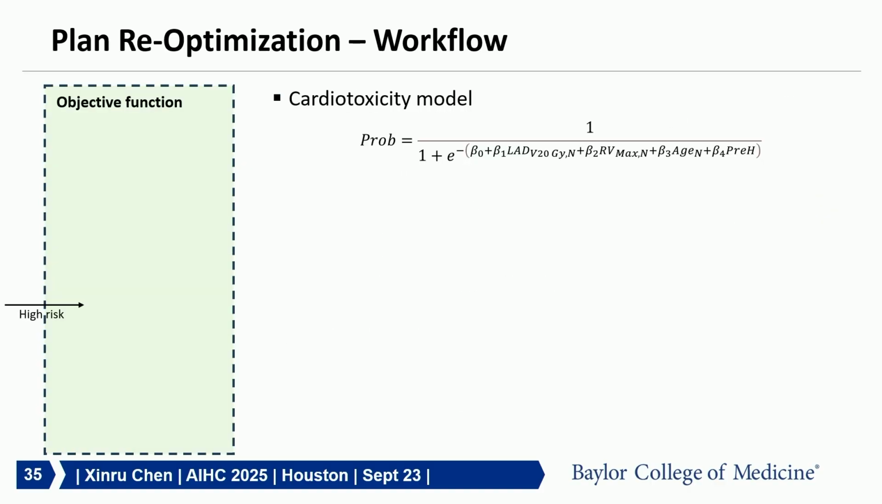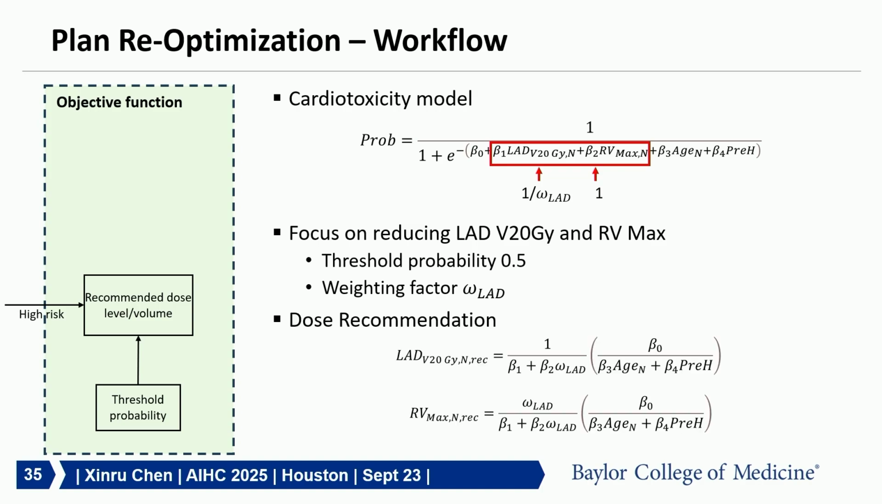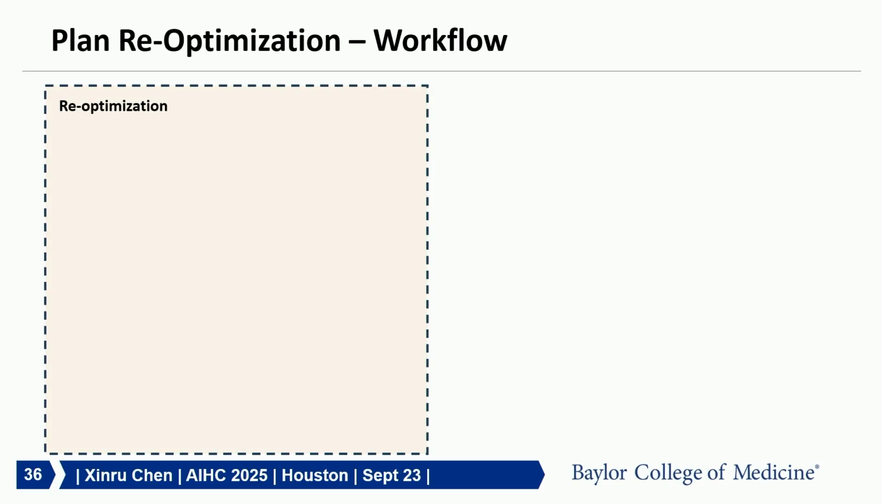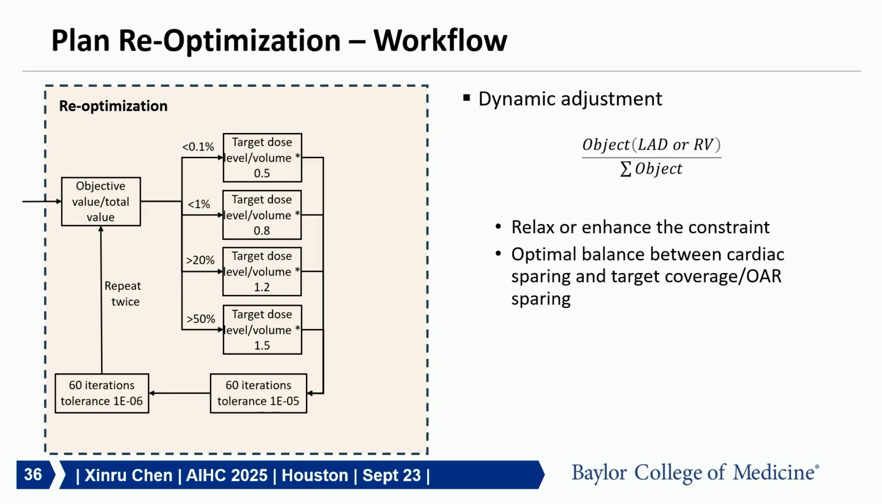And in the second step, for those high-risk patients, by using a neutral threshold probability of 0.5 and the weighting factor omega LAD to balance the input from the LAD and right ventricle, we can easily derive the recommended dose levels for the LAD-V20 degree and right ventricle maximum. And then we create the objective functions and re-optimize the plan. During the re-optimization, we dynamically relax or enhance the constraint, trying to achieve an optimal balance between the cardiac sparing and the tumor coverage as well as the other OAR sparing. And this process will be repeated twice, and finally we got the optimized treatment plan.